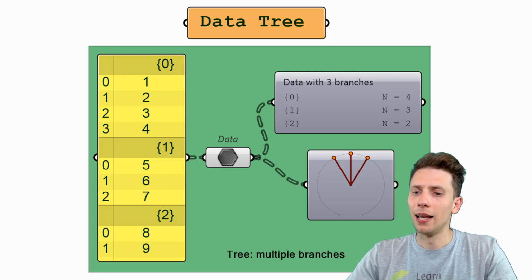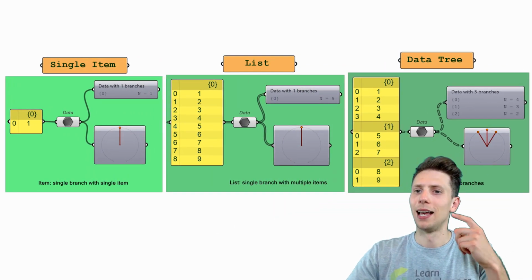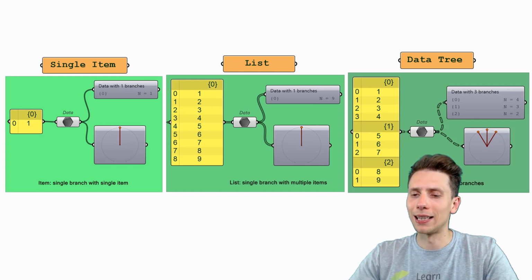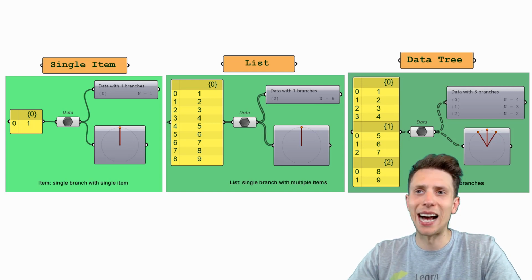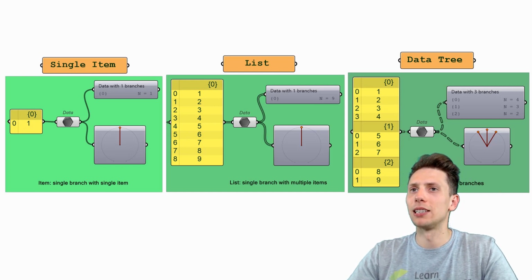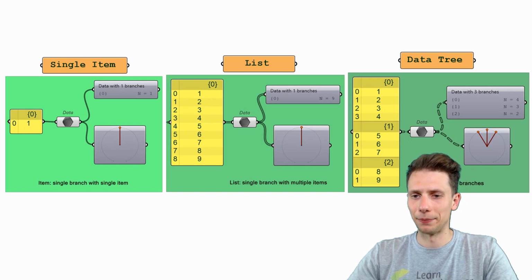So this is actually 3 types of data: a single item, a list, and a data tree. And as you can see right now, when you have a data tree, they have this dashed, really thin line that indicates that there are many lists in this data.